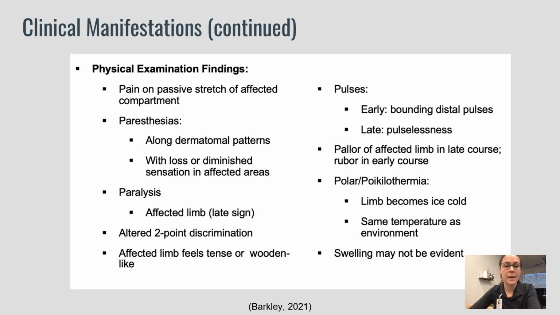For compartment syndrome, the physical examination findings include pain on passive stretch of the affected compartment, paresthesias along dermatomal patterns with loss or diminished sensation in the affected areas, paralysis of the affected limb, which is a late sign, altered two-point discrimination, and the affected limb feels tense or wooden-like.